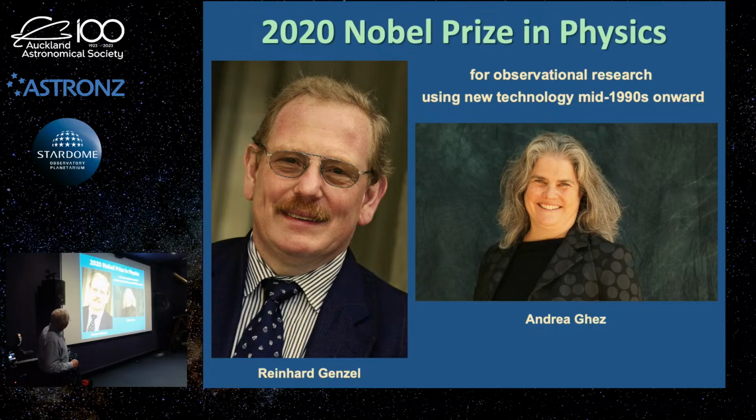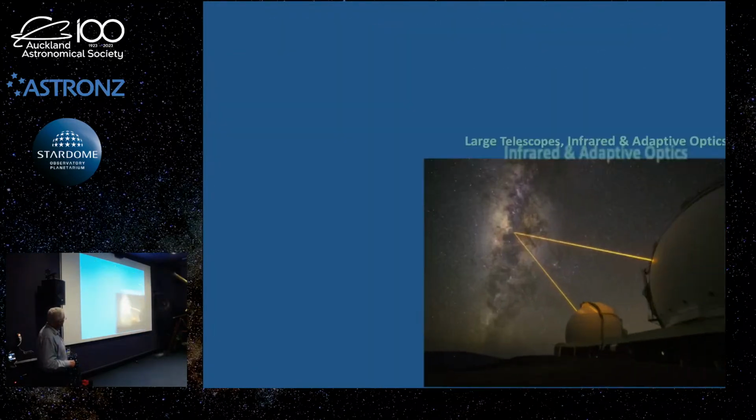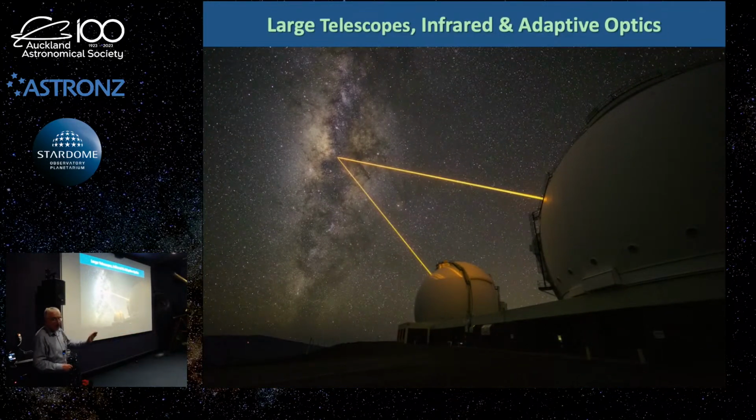So their observational research was in the mid-90s when new technology came forward. What was that technology? Three things that gave them the tools to find out what was going on from this radio source in Sagittarius A*. Large telescopes, we're going to look at each of these shortly. Large telescopes, infrared astronomy, and adaptive optics. So let's have a look at them.